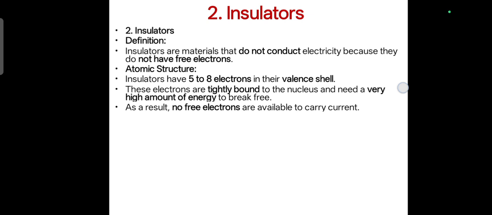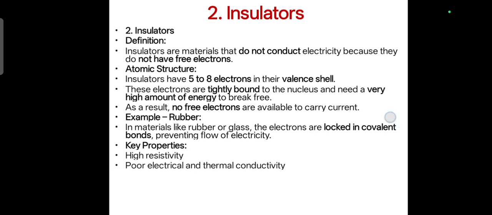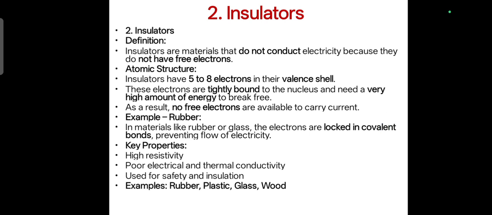An example of an insulator is rubber. In a material like rubber or glass, the electrons are locked in covalent bonds, which prevents the flow of electricity. So there is no flow of electricity in the insulator. What are the key properties? High resistivity, poor electrical and thermal conductivity, and use for safety and insulation. Different examples of insulators are rubber, plastic, glass and wood.